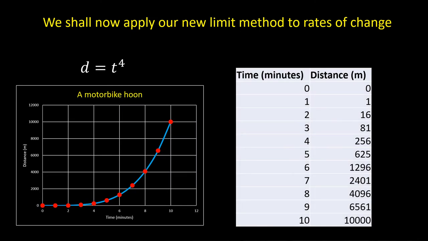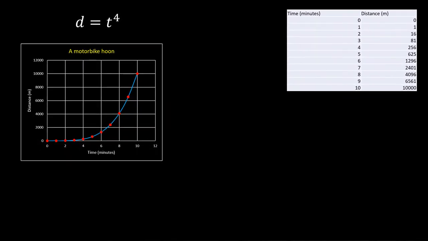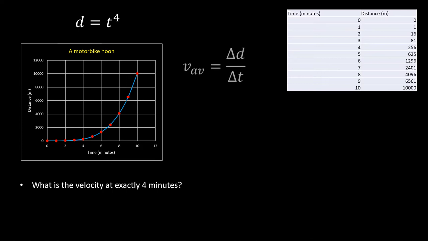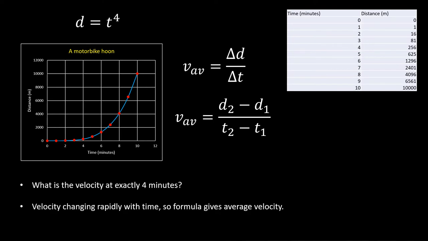We now wish to calculate the motorbike's instantaneous velocity at 4 minutes. We already know that the velocity is defined as distance travelled over time taken, or more precisely, the change in spatial location over the time it took to move from point A to point B. Yet if the velocity is continuously changing during the elapsed period, then the overall velocity our formula gives will only be the average velocity over that time period.